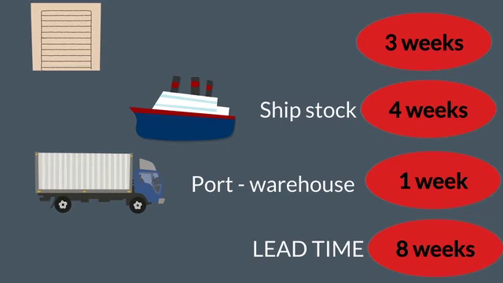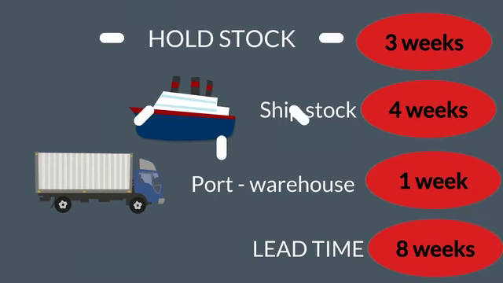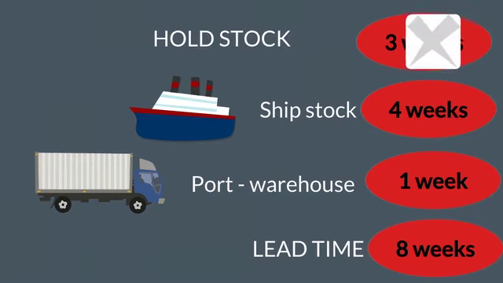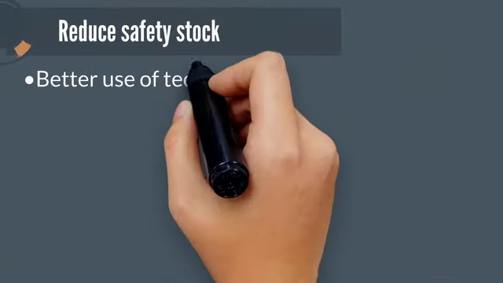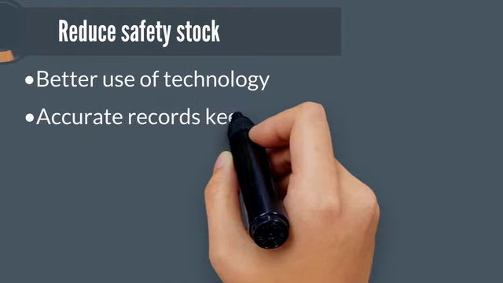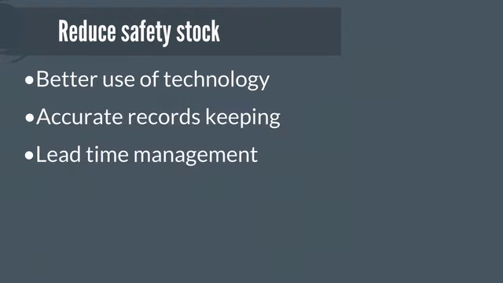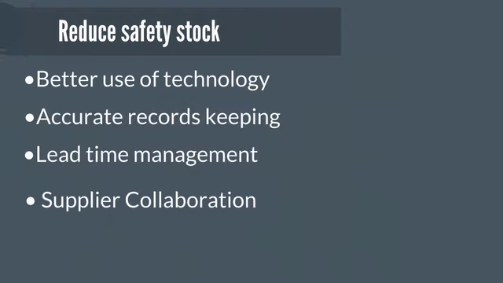Now, if the supplier were to change their strategy and decided to hold stock of the item, this would cut the manufacturing time of 3 weeks off the lead time, meaning that Company XY would only need 5 weeks of safety stock. There are ways to reduce safety stock. These include better use of technology, accurate record keeping, lead time management, supply collaboration, and forecast accuracy.